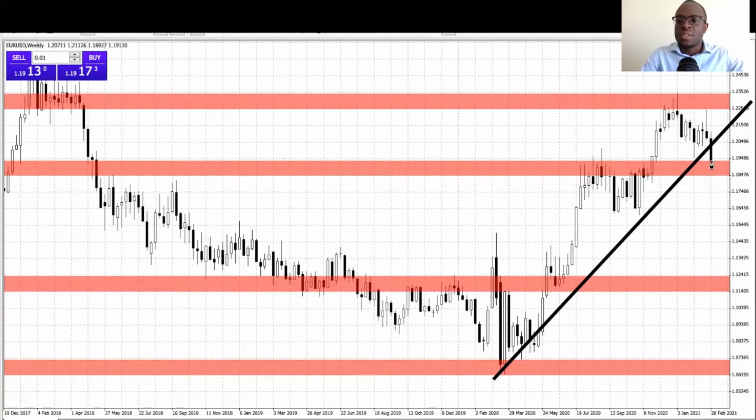Or alternatively, upon coming and retesting this zone, it would form a double bottom, showing the sign that this zone has held as a support zone. So this double bottom that would have formed would lead to bullish pressure, which would mean that the movement to the upside would continue, and also that the breakout would have been successful. So these are the movements that we'll be expecting as far as the weekly chart is concerned.